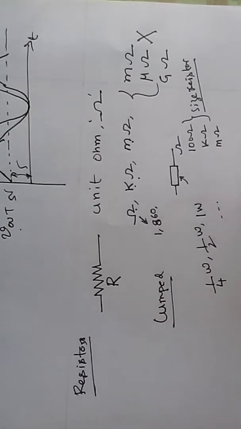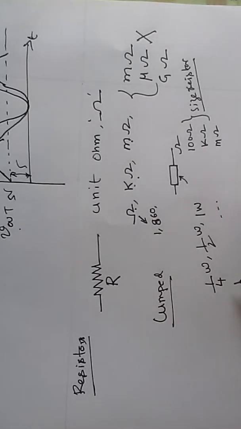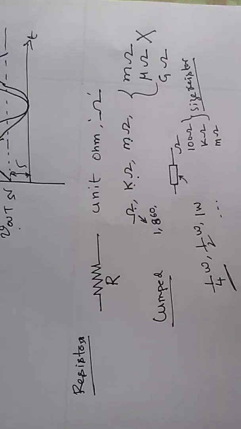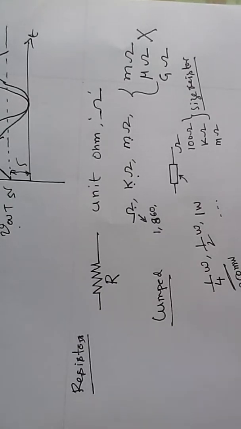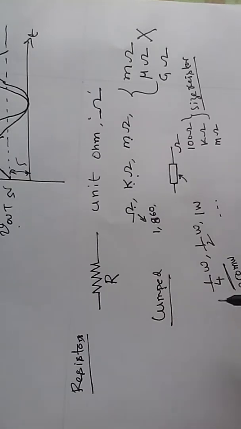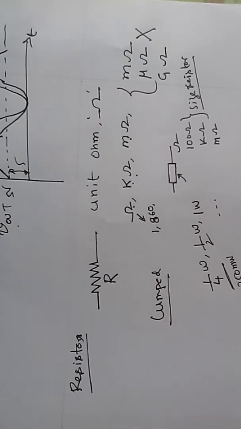Usually all electronic circuits which are meant for low voltage use quarter watt. The resistor wattage is usually 250 milliwatts. Sorry, this is 250 milliwatts. For all power applications, we'll go for larger wattage, which is 1 watt or even more than that. So the resistors used in almost all electronic circuits are of 250 milliwatts. That is one important thing.